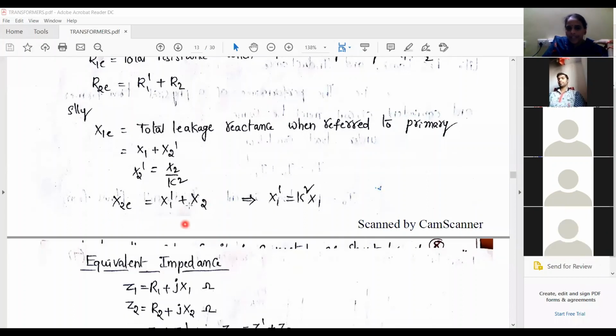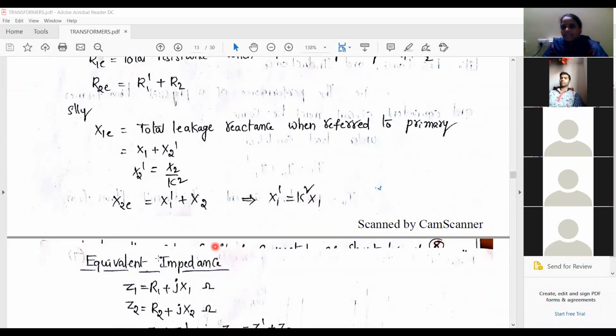So the total will be X1 plus X2 dash. Okay, already we have an X2 parameter in the secondary winding, and I am transferring from the primary to the secondary. This will become X1 dash. Is it clear? Yes ma'am. X1 dash is equal to K square into X1.